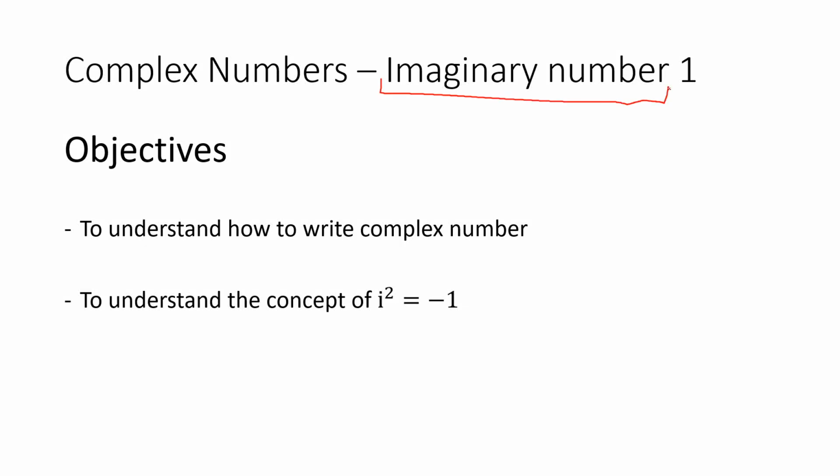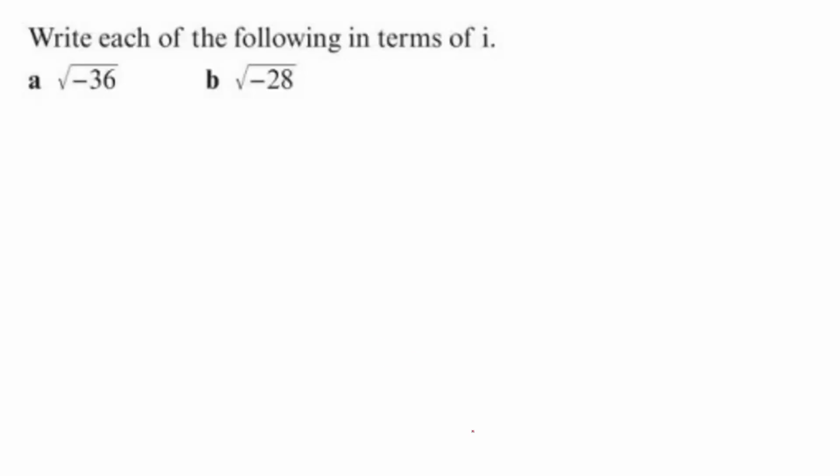What's an imaginary number? An imaginary number is basically where i squared is equal to minus 1, which means that i is equal to the square root of minus 1. Let's see how this can be used in questions like so. Write each of the following in terms of i.